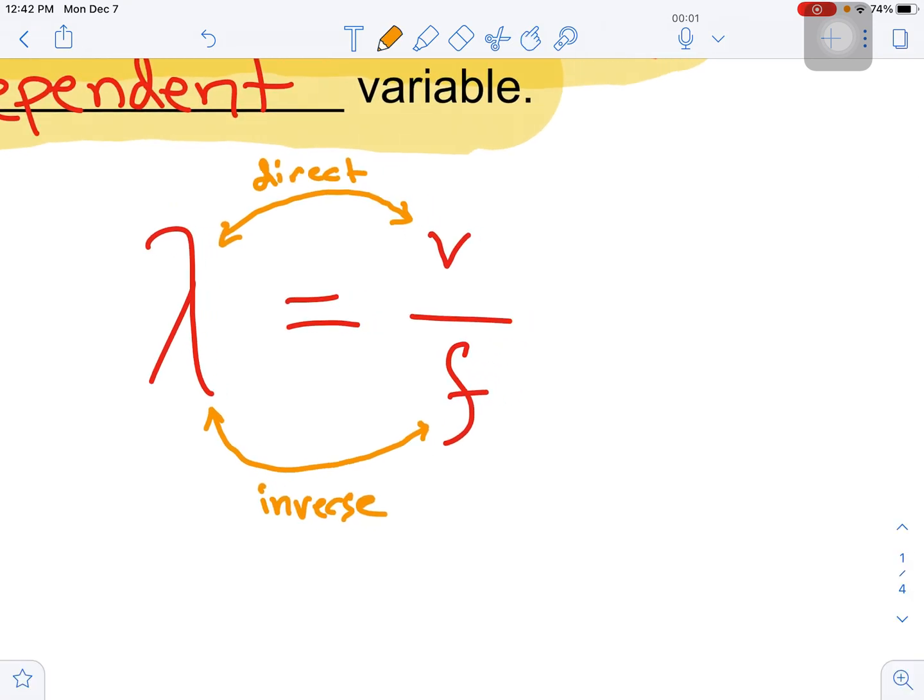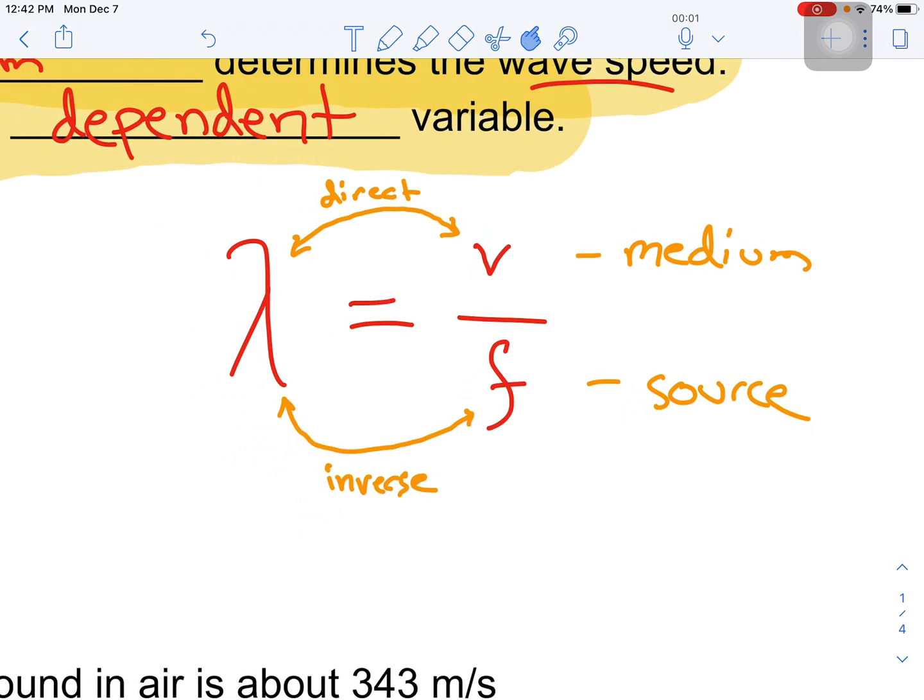And let's also write in that the wave speed is determined by the medium, and the frequency is determined by the source. That's the source. And look at all this. There's a lot of information here. This is a nice, important mathematical model that shows these relationships. And it also is labeled a little bit, which helps us figure out what is influencing what.